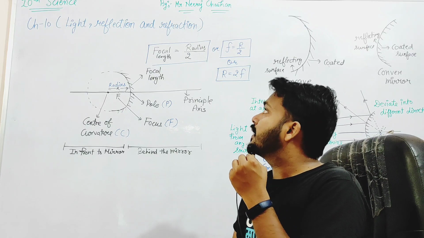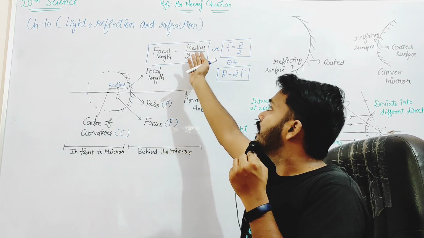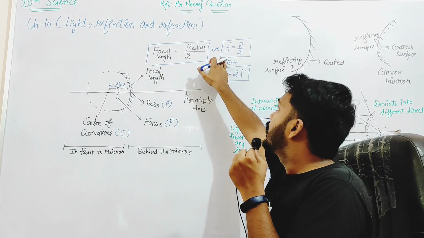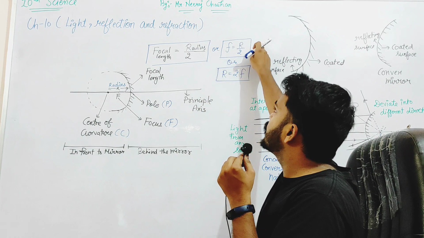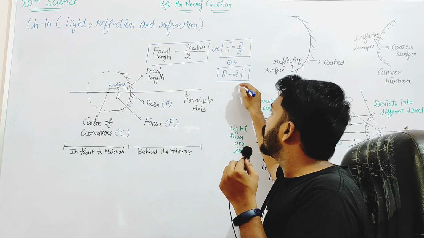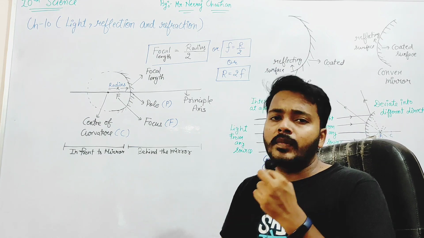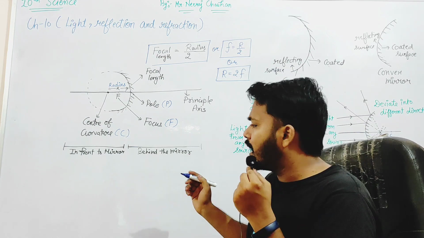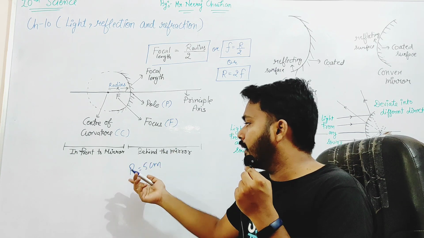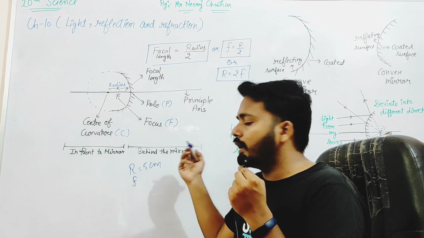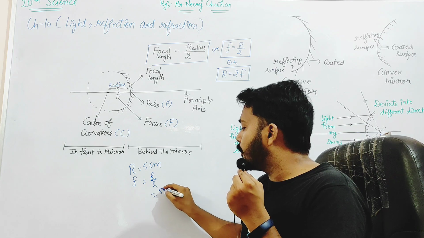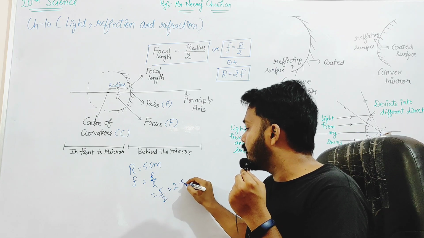Now in simple words, we can say that the focal length is half of the radius. If small f is the focal length, then small f is equal to r upon 2, and also the radius is equal to twice the focal length. A very simple question can come in the exam like, the radius of the mirror is 5 cm, and you have to calculate the focal length. You know that the focal length is half of the radius, so 5 upon 2, so 2.5 cm will be the focal length.